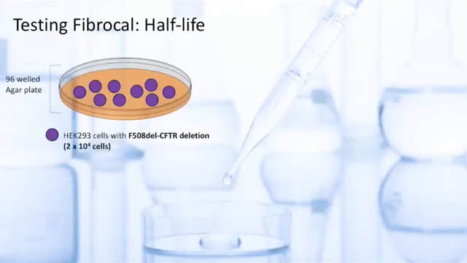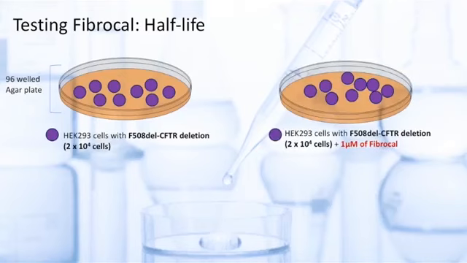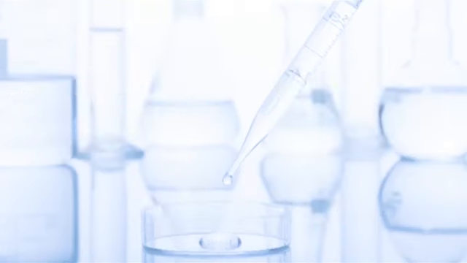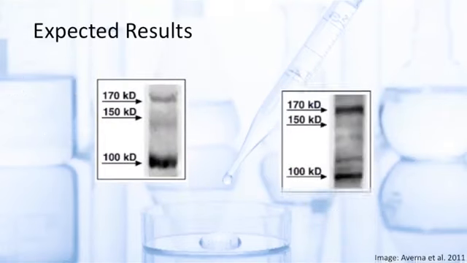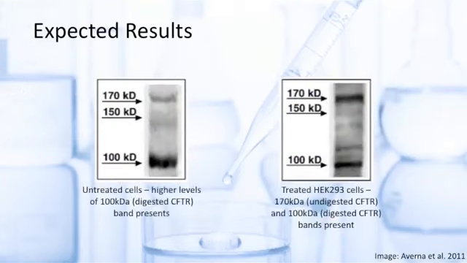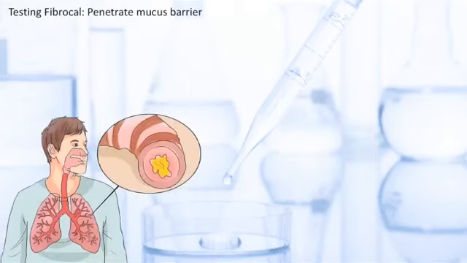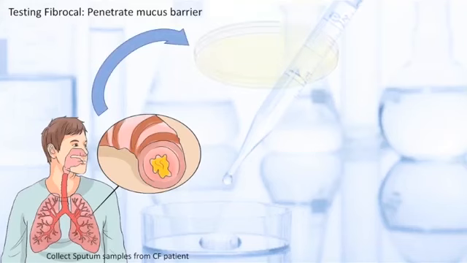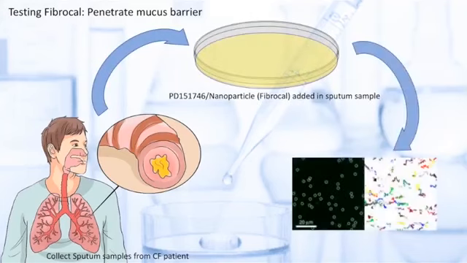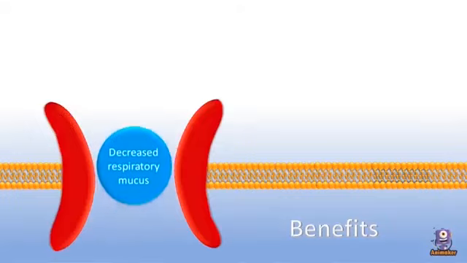To determine the half-life of Fibrocal, cells with F508 deletion were cultured with and without 1 micromolar of Fibrocal in specific conditions. Western blotting to estimate the amount of calpain digestion between the control and experimental cells will be performed every hour to detect Fibrocal activity. Sputum samples from CF patients and Fibrocal mobility will be examined using multiple particle tracking.